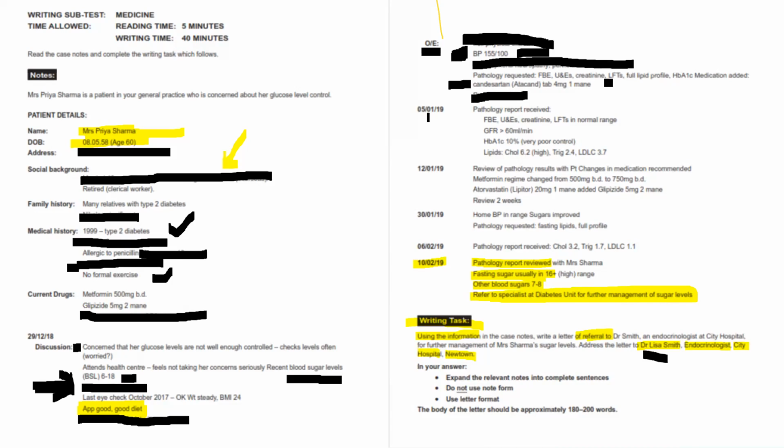On 5th May 2019, pathology report received and the full blood exam, urea and electrolytes, creatinine, liver function tests in normal range. Is it important? It is not important. Yes. Here, semi-relevant because the labs are normal. Because if you didn't mention the normal labs, it will be considered that there is a problem with these numbers. Regarding the glomerular filtration rate above 60 milliliters per minute, is it important? Yes, it is important.